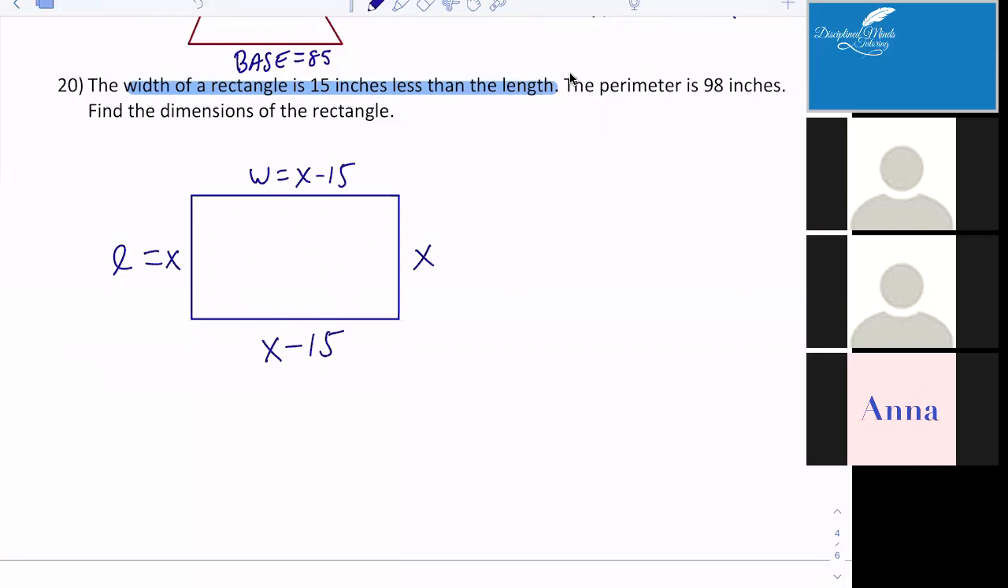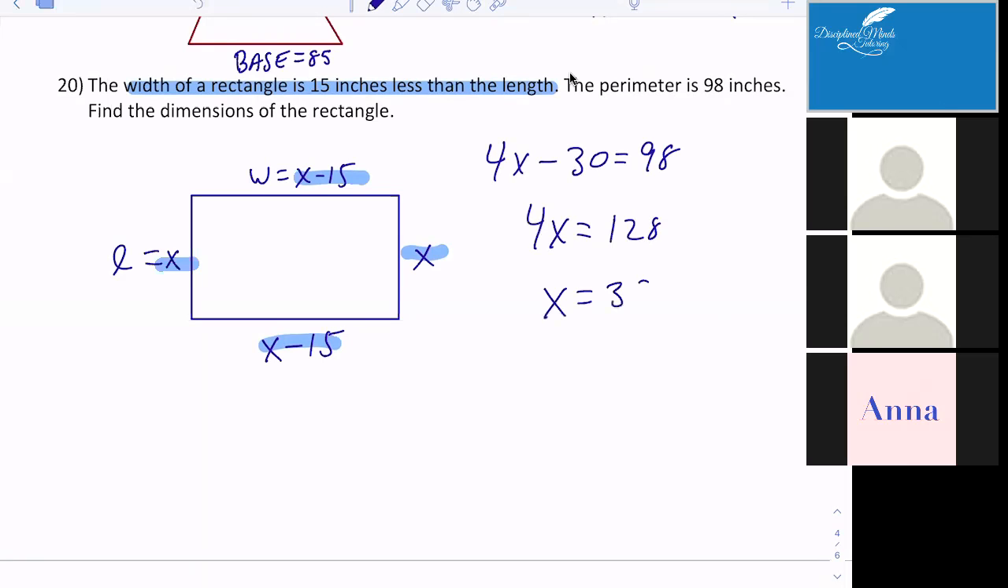Add them all up. I think it's easier just to add the x's. How many x's do we see? 4x. Now the numbers, what do the numbers total? Negative 30. And that equals how much? 98. Now what can I do to both sides? Add 30. 4x equals what? 128. Now what? Divide by 4. So x equals 32.